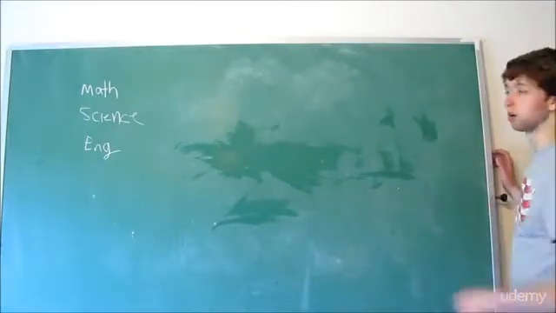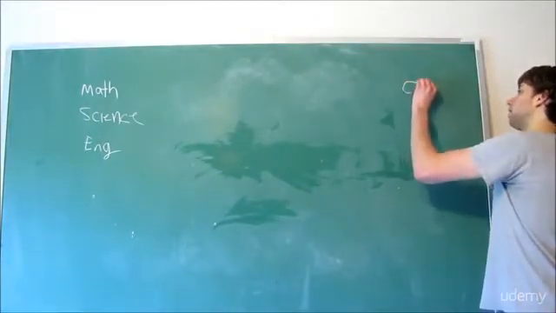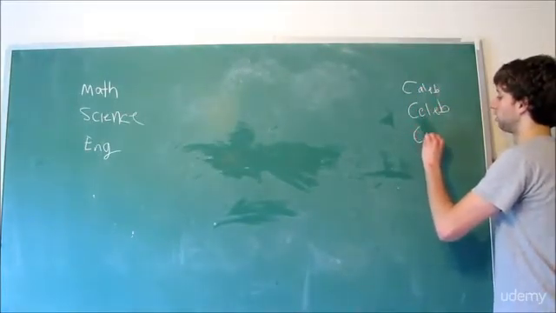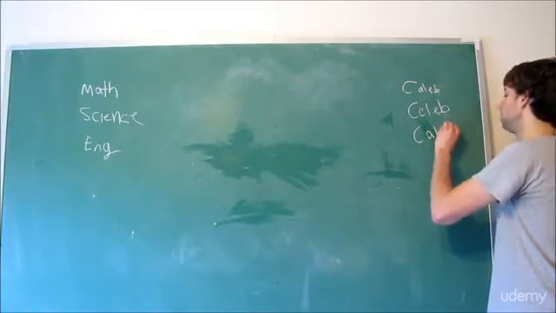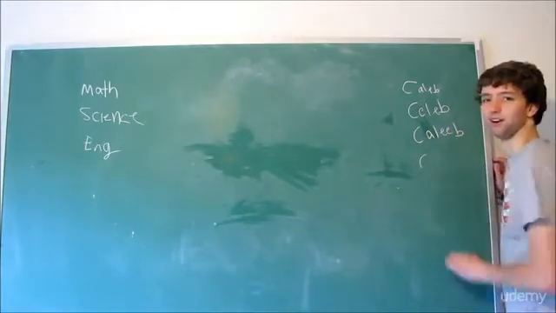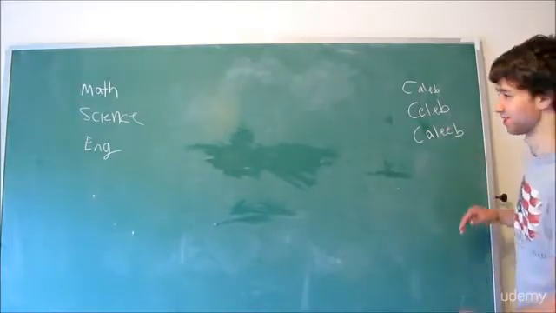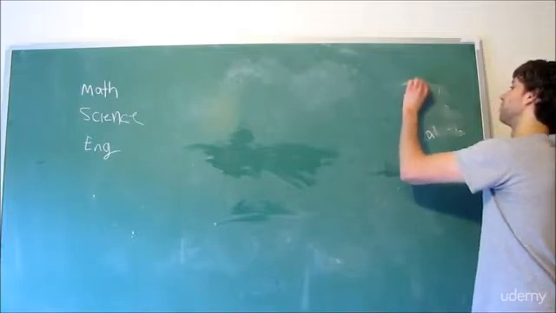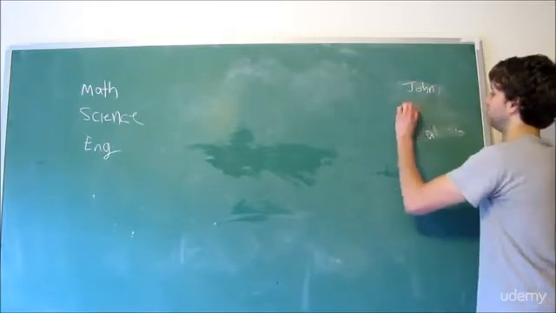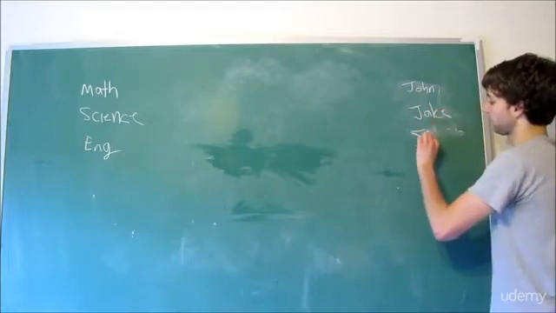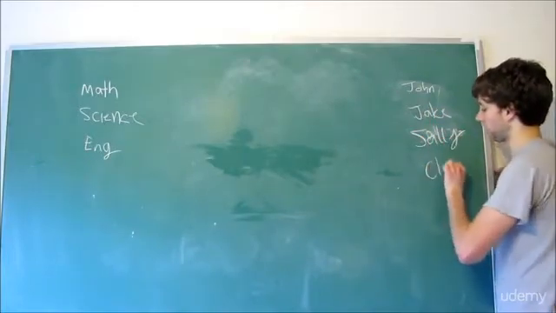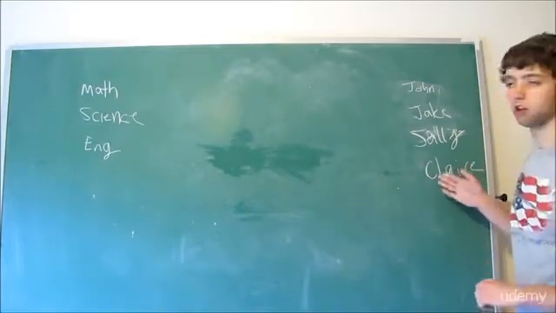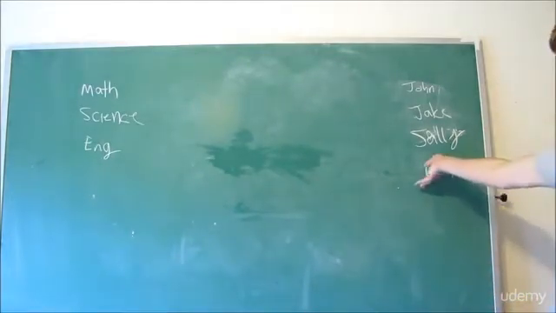Then we have all of our students. We have Caleb, we have Celeb, we have Khalib, and then we have, man, I'm so conceited. All I ever talk about is myself. Alright, let's get rid of my name. Let's go with Johnny, and Jake, and Sally. Alright, so here are all of our students for our class.